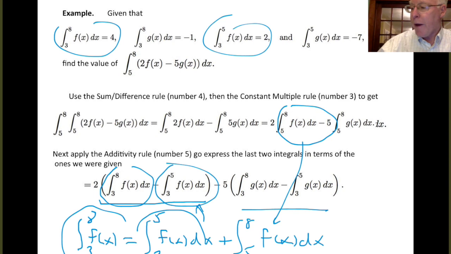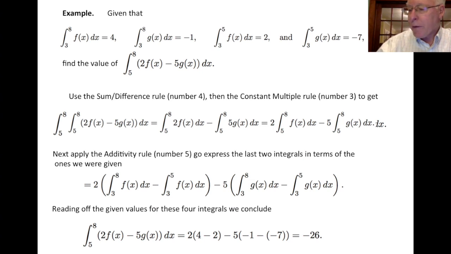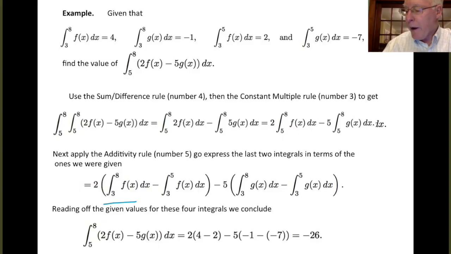And when we do that, we find our integral can be expressed as 2 times this value, which was 4, minus the 3 to 5 integral of f, which was 2. So there's the 4 minus the 2. And then likewise the minus 1 minus minus 7 for a value of minus 26.